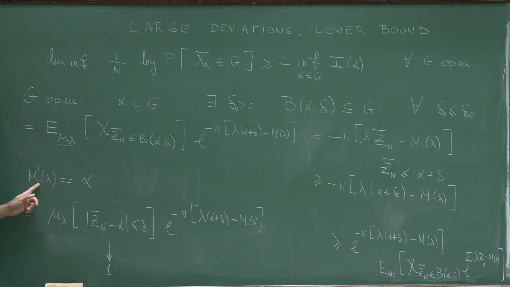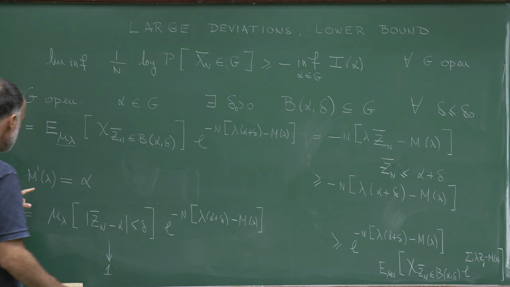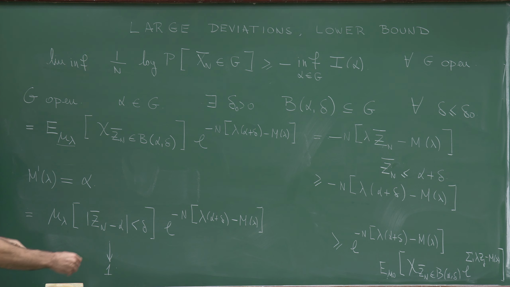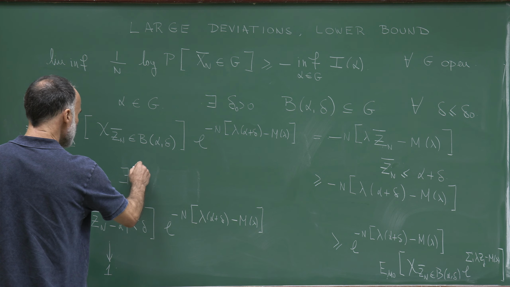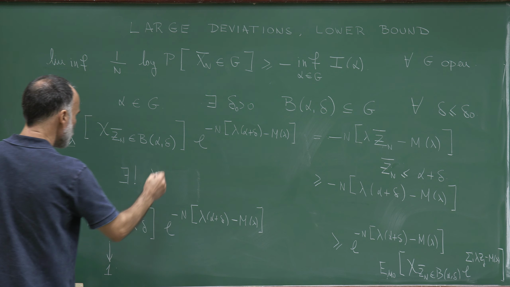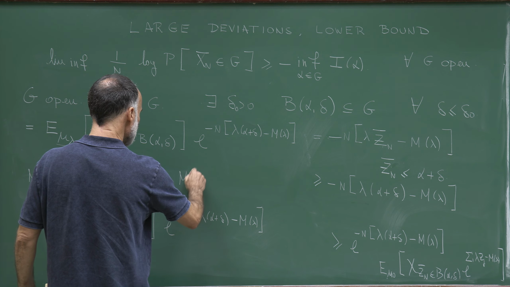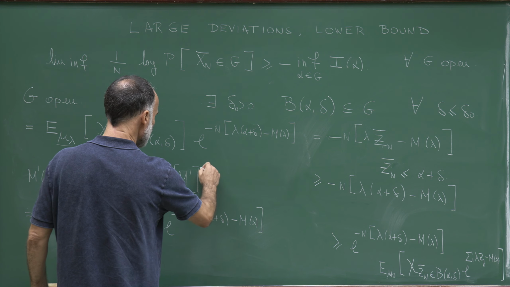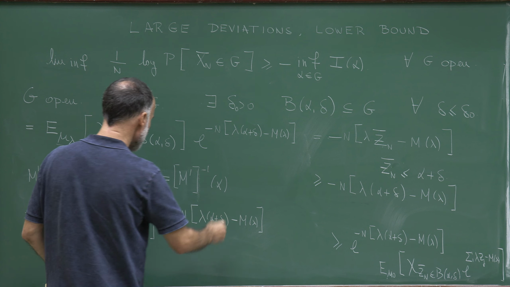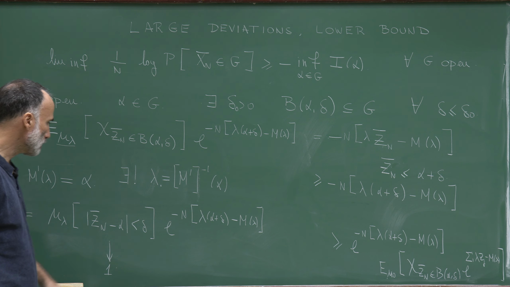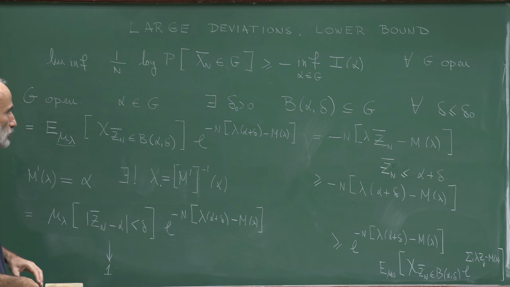And this is where I use the assumption that m prime of lambda converges to plus infinity when lambda goes to plus infinity, and to minus infinity when lambda goes to minus infinity. I know, since m is strictly convex, that with that assumption there exists a unique lambda which has this property. And what is this lambda? This lambda is equal to m prime inverse, the inverse of this function, computed at alpha. So let me choose lambda by this formula. In this case, this expression converges to 1.